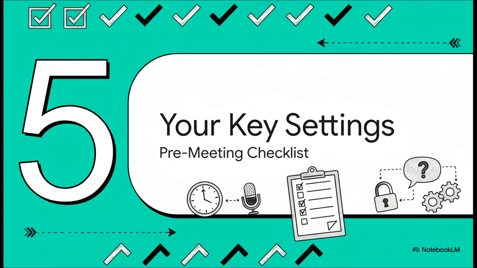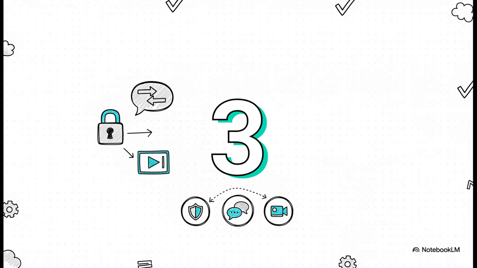Whew, we have covered a lot of ground. So let's bring it all together and create a simple final checklist that you can use before every single meeting to make sure you are ready to go. You know, after everything we've talked about, it really all comes down to just three things. If you can master these three key areas, it will completely transform your Zoom experience. You'll go from being reactive to proactive.